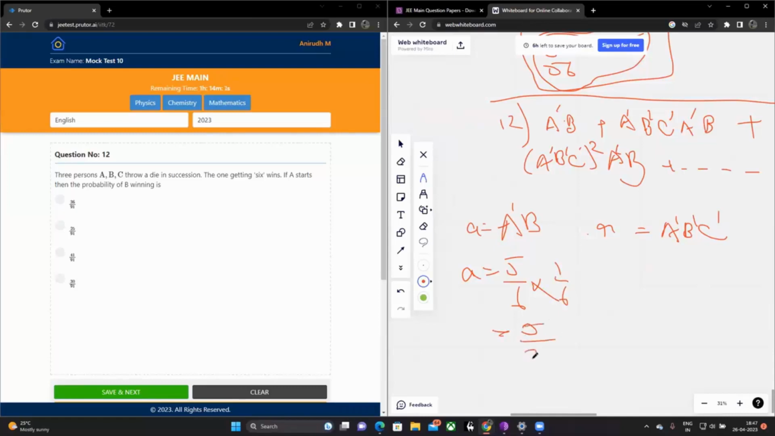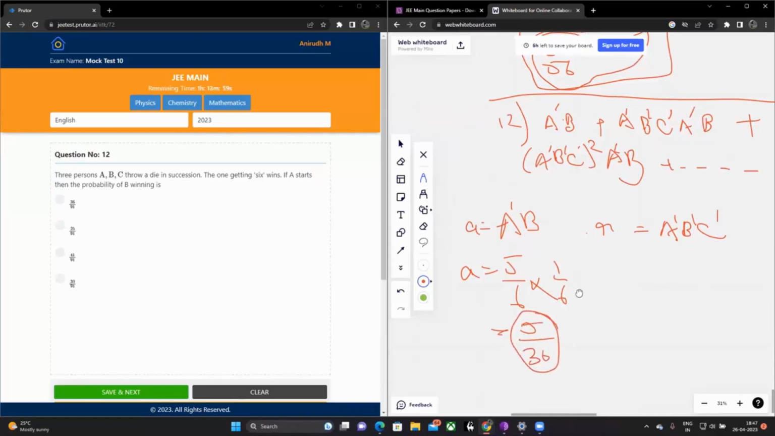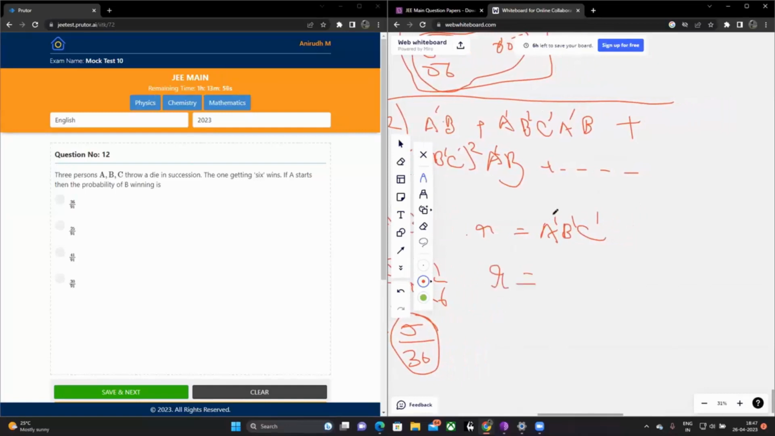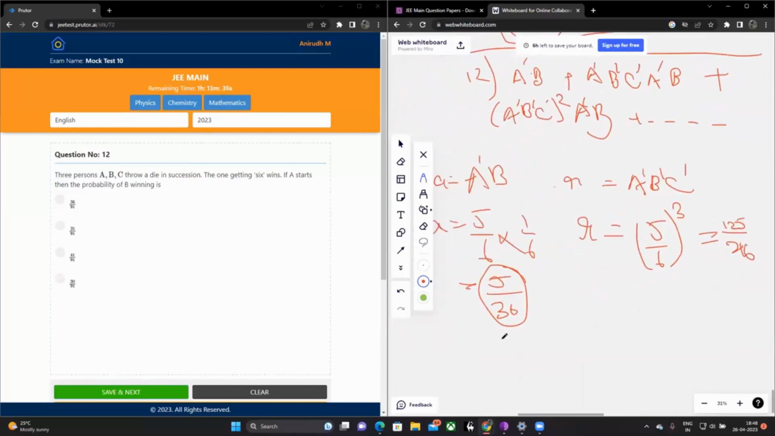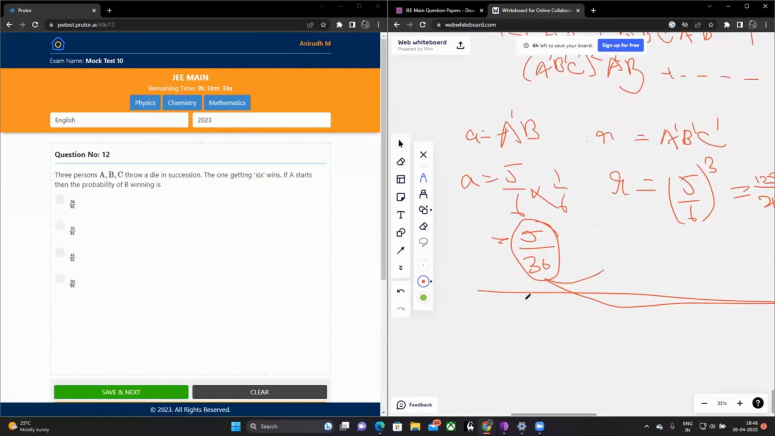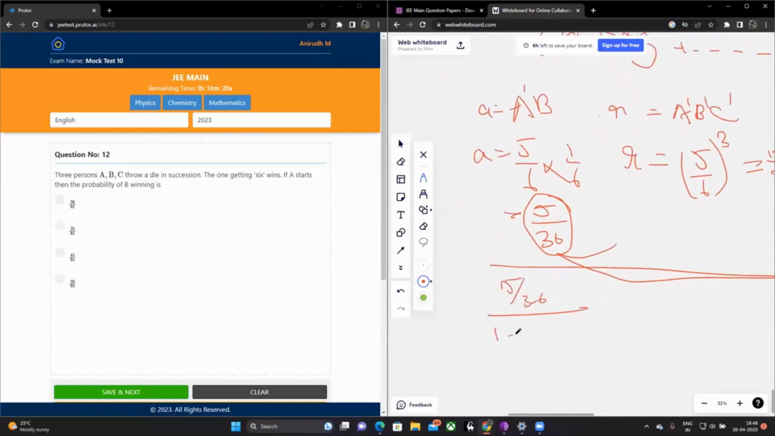Which is 5 divided by 36, right? And your common ratio R is basically A dash, B dash, C dash, which is 5 by 6, all 3 people losing. That is the probability of loss, the whole cube, because they are independent events. Whatever A throws does not affect B, whatever B throws does not affect C, right? And so R is basically 5 by 6, the whole cube. That is 125 divided by 216, right? And so summing up your GP, you get 5 by 36 divided by 1 minus 125 divided by 216.